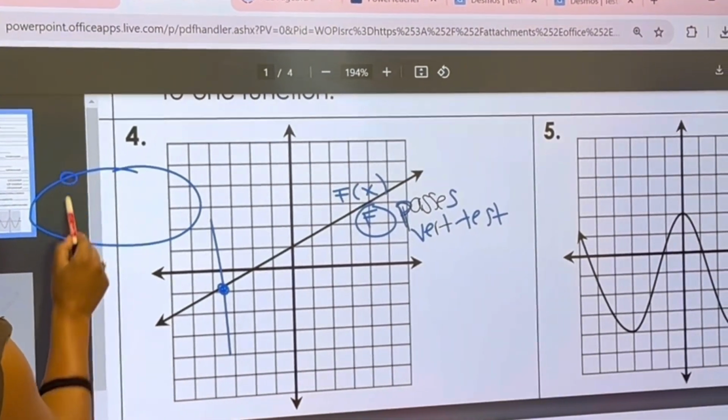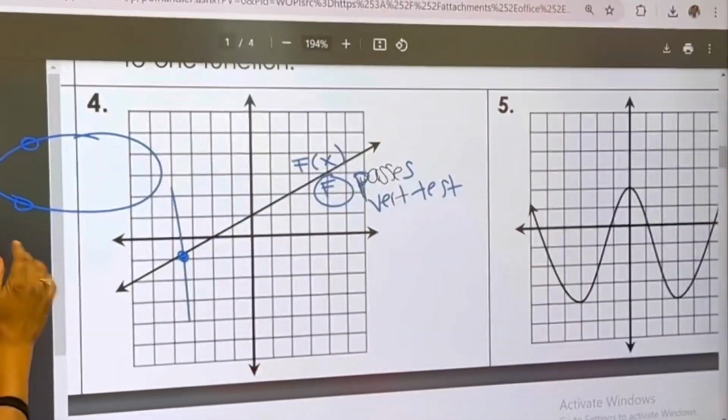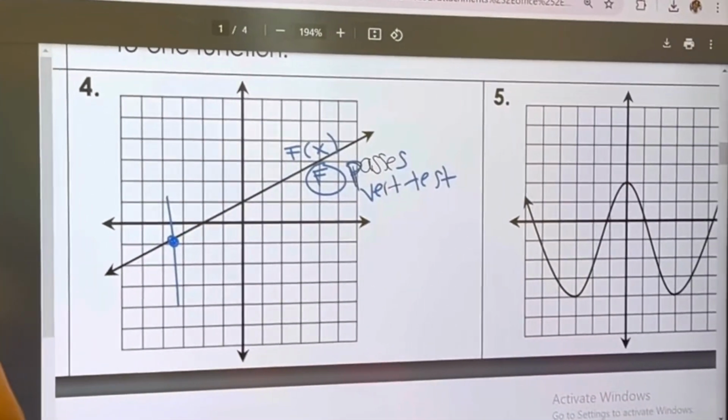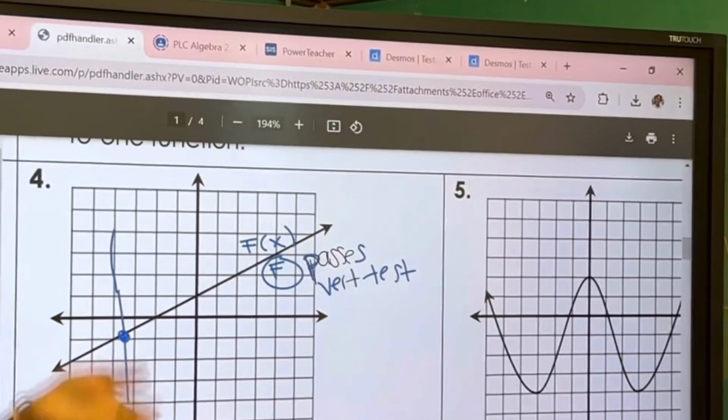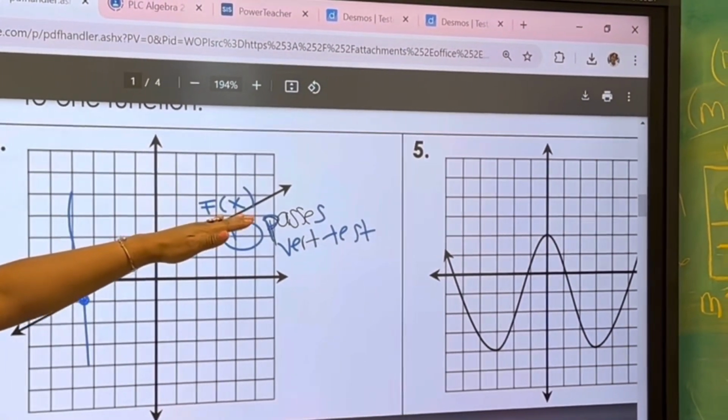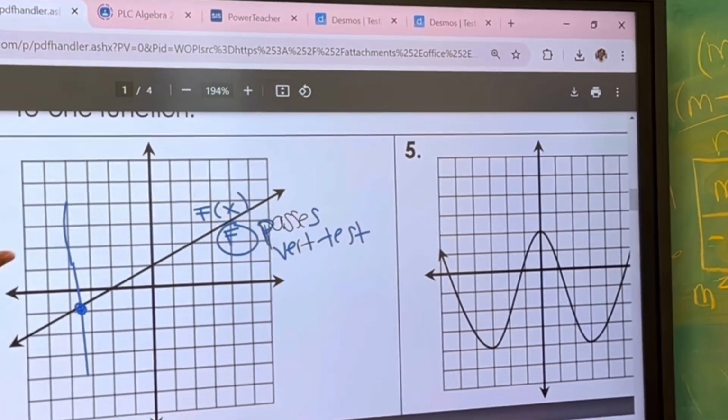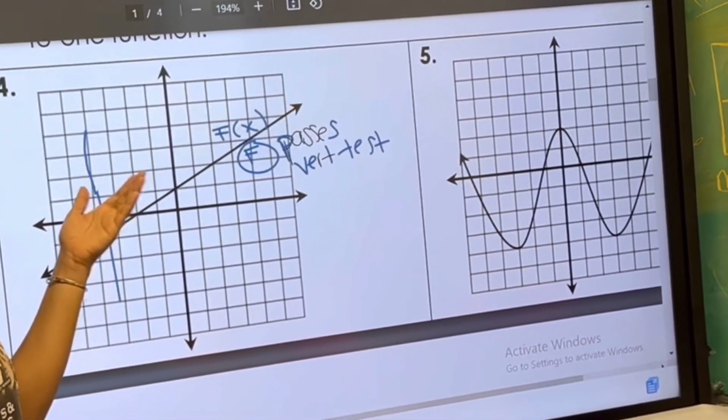No. Passes it how many times? Oh, circle's not a function. It's a shape, it's a relationship, but it's not a function. Okay. The next question is the inverse of this line, so that opposite image, is it a function?